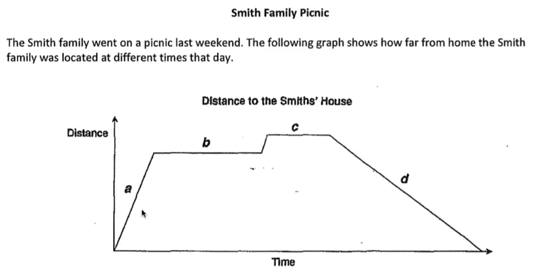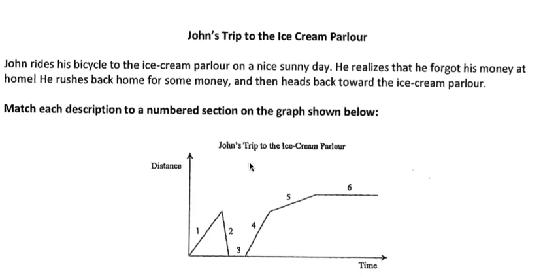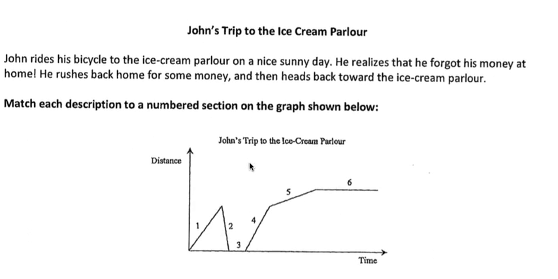Okay, now if you can understand the dynamics of that little story that we had with the Smiths going on a picnic, let's see if you can make sense of a couple of other graphs here. Let's say we're looking at a situation like this. I don't know why I'm focused on ice cream so much here, but as opposed to the Smith family, now we're looking at somebody with a much more interesting name, this guy John. John is going to the ice cream parlor.